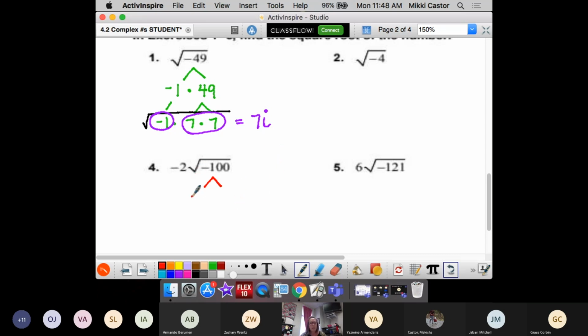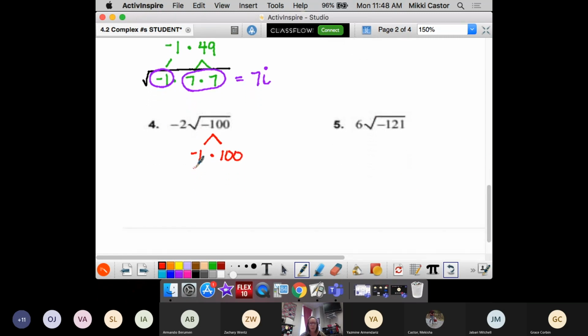So same concept down here. It's going to be -1 times 100. Okay, I can bring the -1 straight down. 100 I know is 10 times 10. Again, bring the -1 straight down. 10 we know is 2 times 5. I know I'm finished with my factor tree when all of the pieces at the bottom are prime. So all of those values are prime.